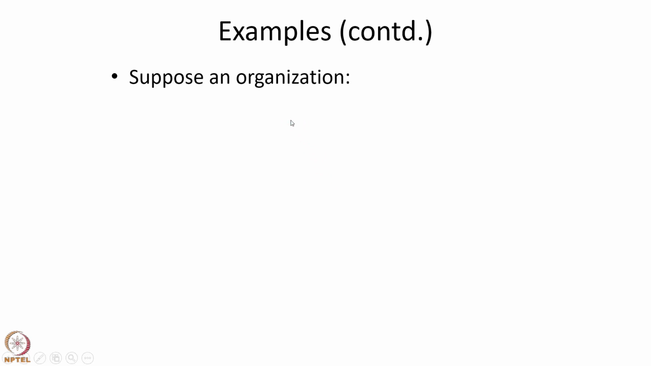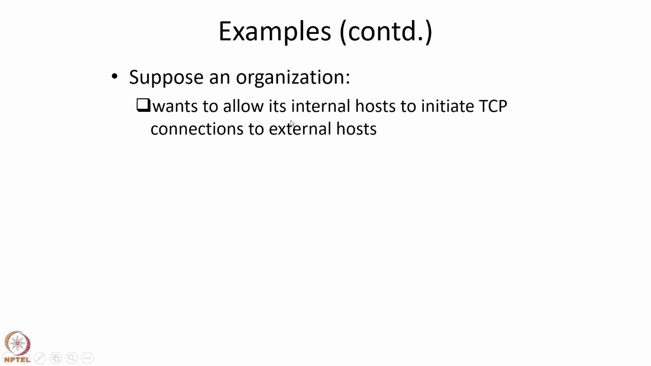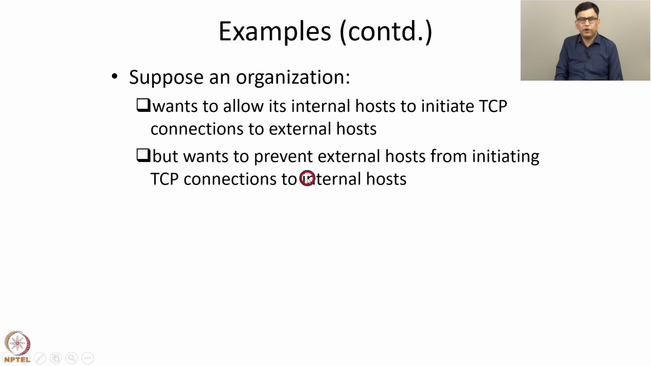As another example, suppose an organization wants to allow its internal hosts to initiate TCP connections to external hosts, but wants to prevent external hosts from initiating TCP connections to internal hosts. So how can we enforce this policy?